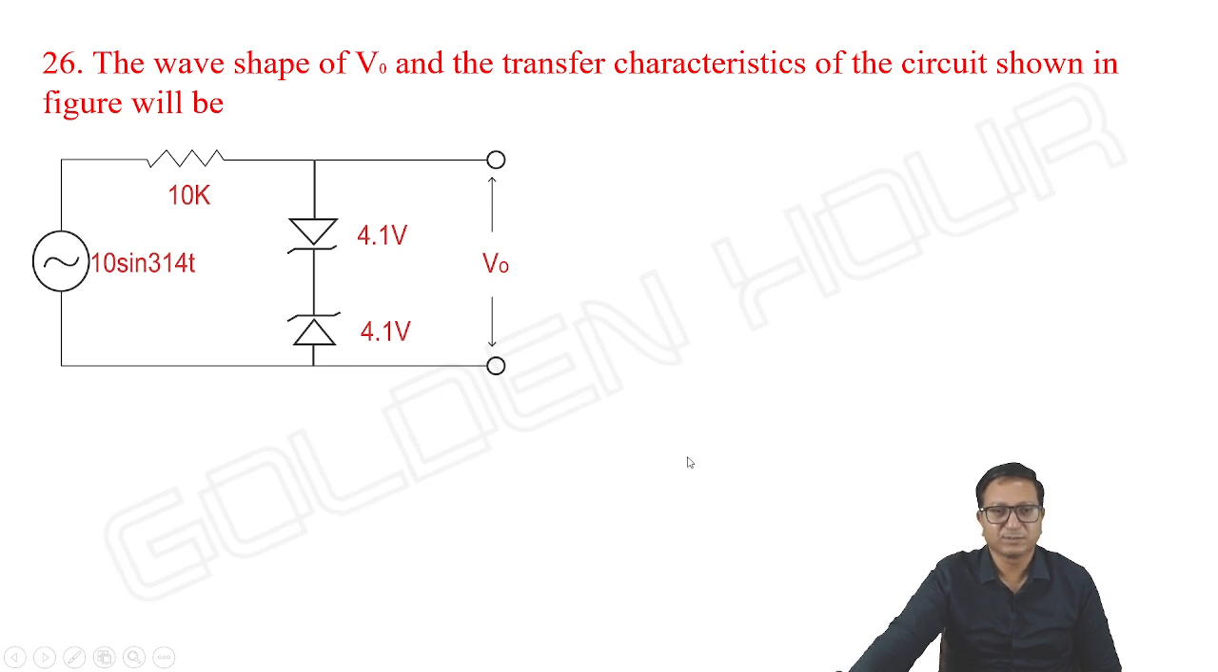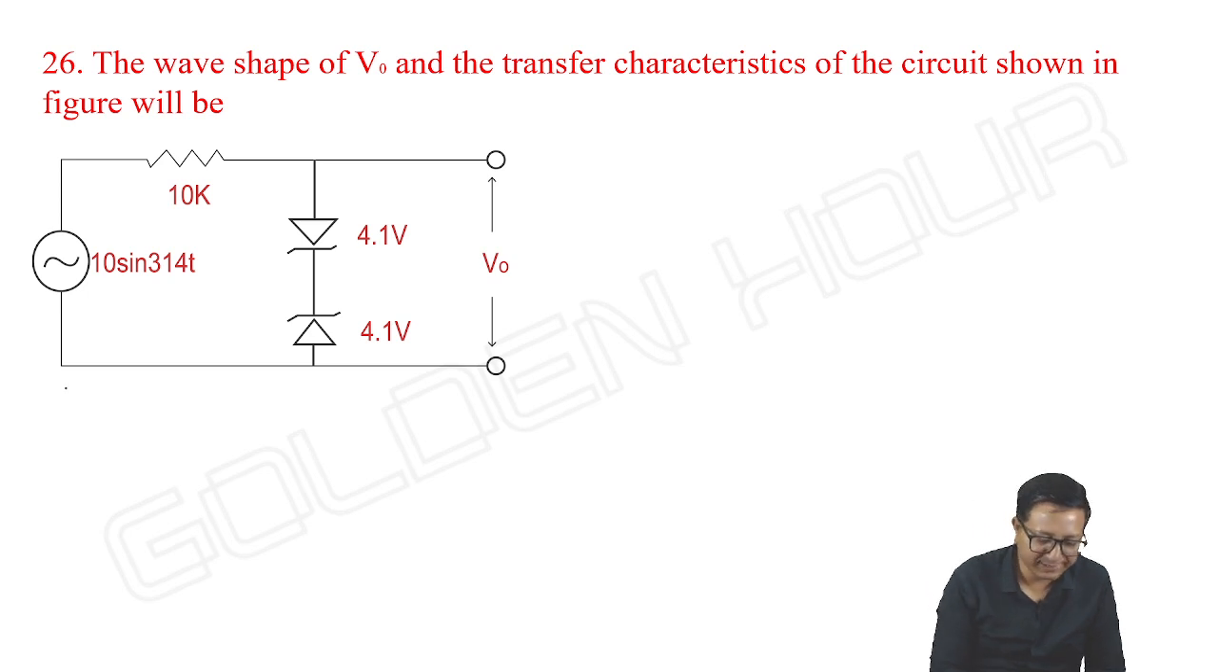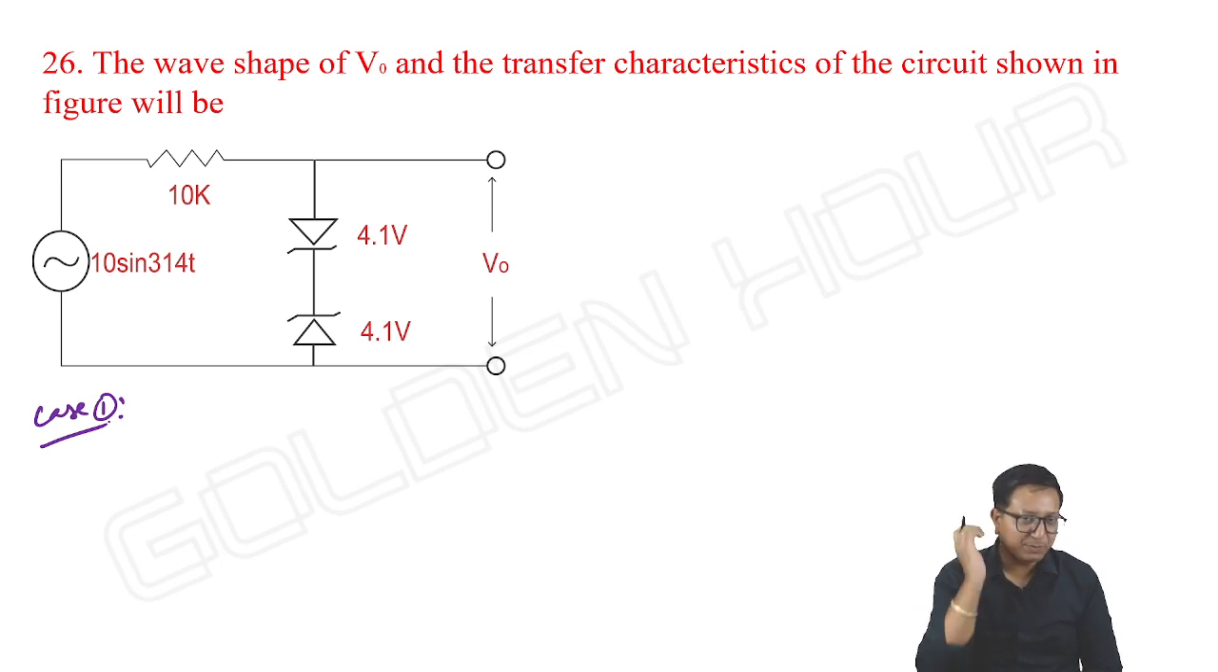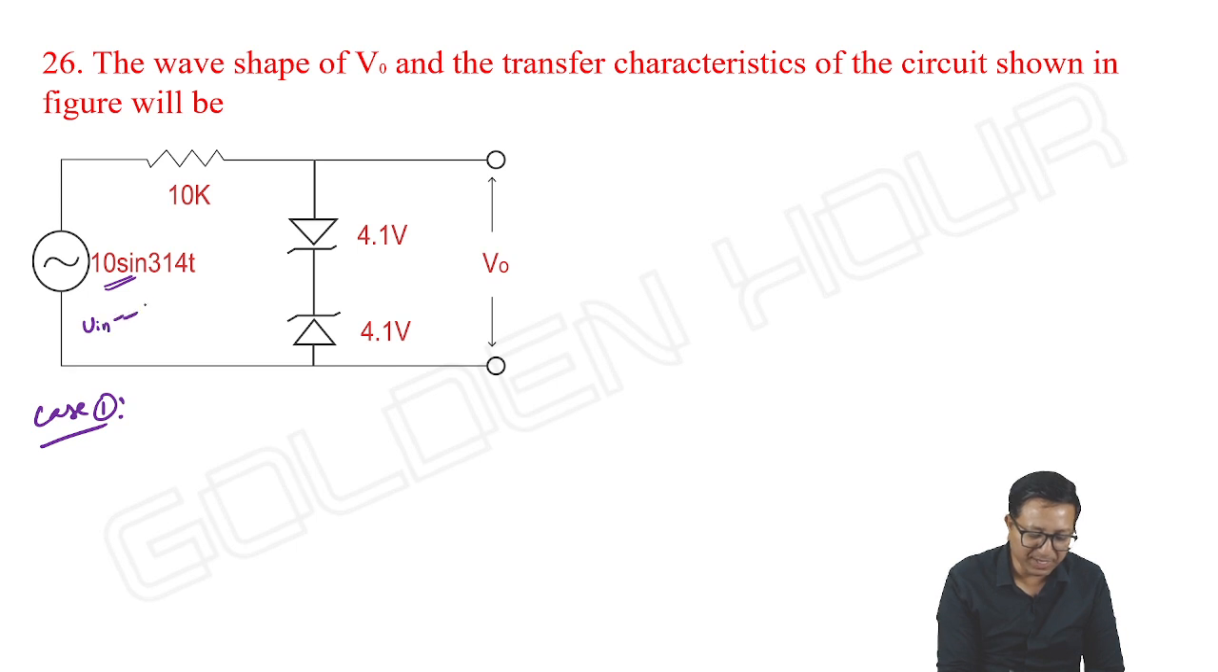Now look at this question. The wave shape V output and the transfer characteristics of the circuit shown in the figure will be. Okay, what do we get? Two Zener diodes. Instead of one ordinary diode and one Zener diode, they are showing two Zener diodes. Doesn't matter. Case 1: input is at its negative peak, 10 sine 314t, means input is minus 10 volts.